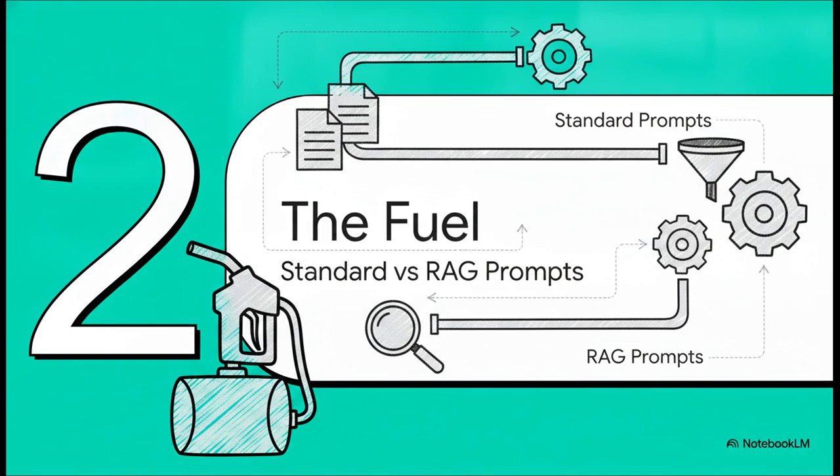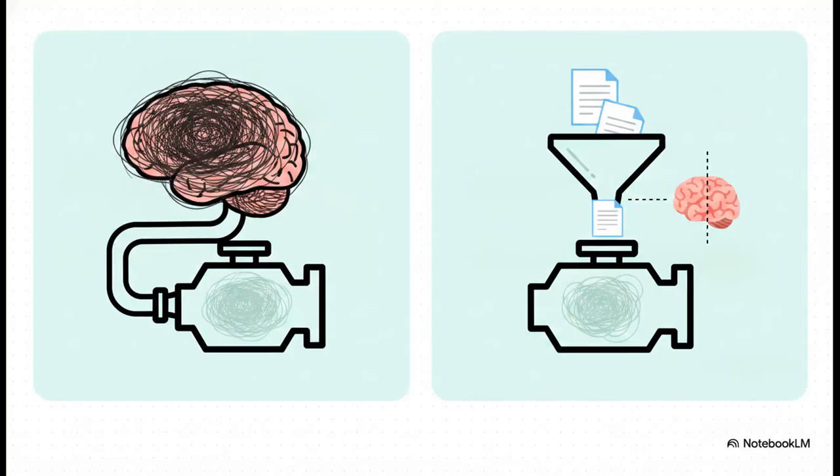Act 2. The fuel. Standard versus RAG prompts. And this brilliantly illustrates how we actually power that engine we just picked. How we prompt a RAG engine is fundamentally different from a standard LLM. Think about a standard, non-RAG setup. You give the model a user query, maybe some optional instructions, and it generates a response based entirely on the knowledge it gained during its initial training.